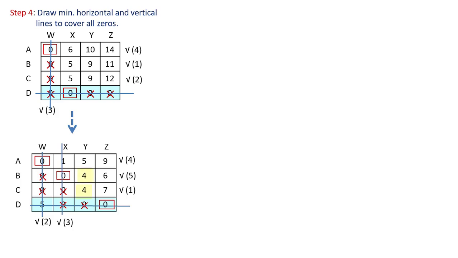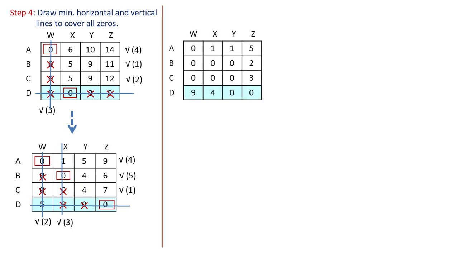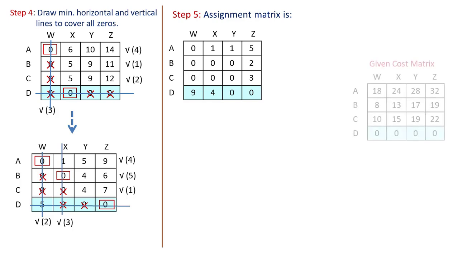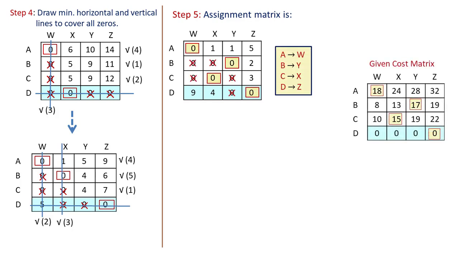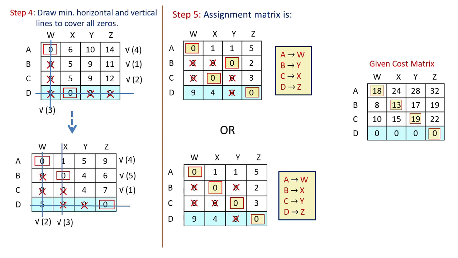Now we have to select the smallest element from those elements which are uncovered and subtract it from these elements and add it to the elements which lie at the intersection point, and we get the matrix. Now we make an assignment matrix and the assignments are shown, or, and the corresponding cost in both the cases is 50 units.